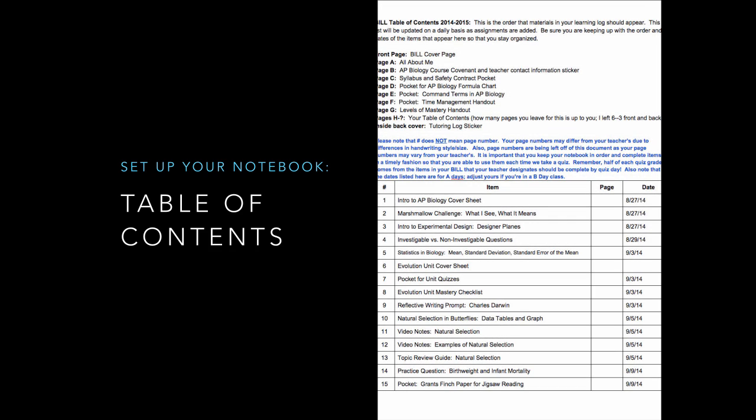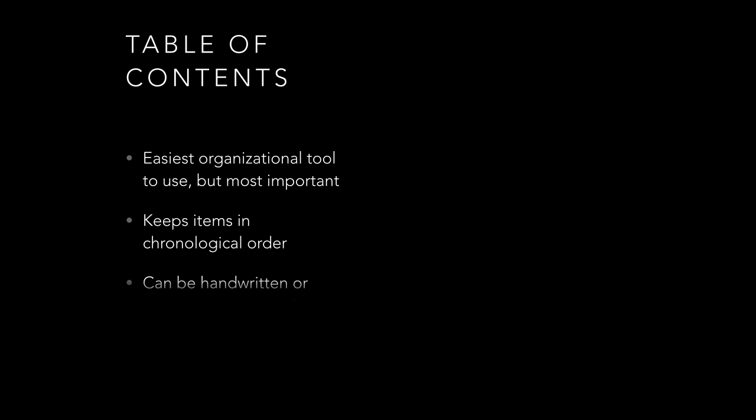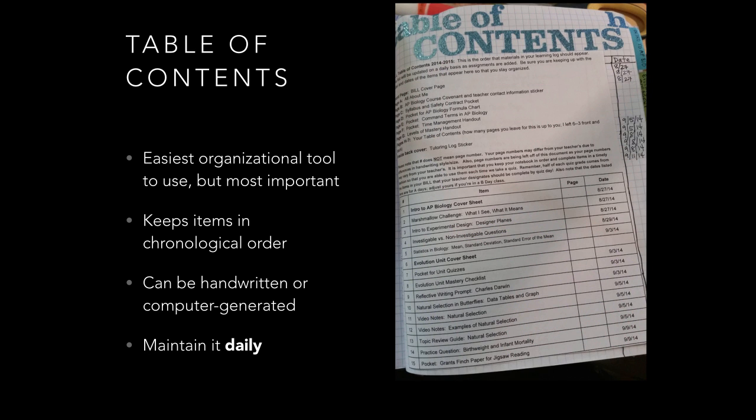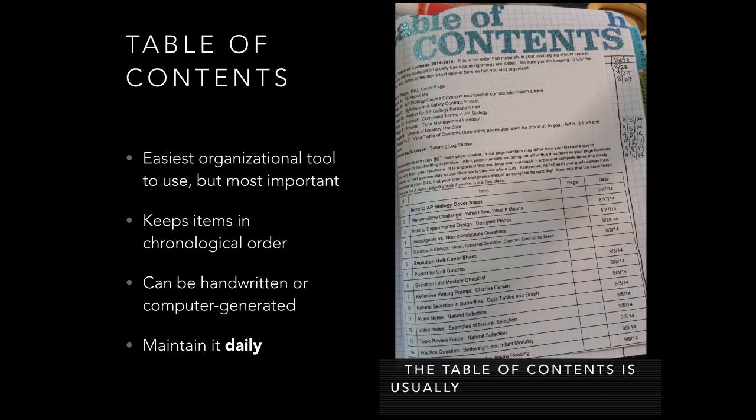So let's talk about the table of contents. The table of contents is the easiest organizational tool, but it is probably the most important. It helps to keep items in chronological order. It can be handwritten, but it can also be computer generated.